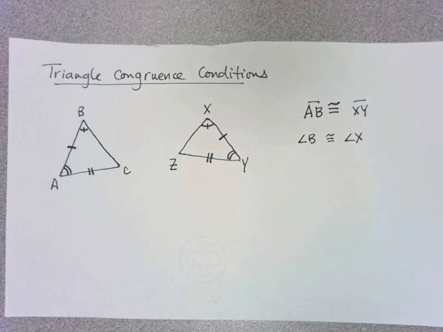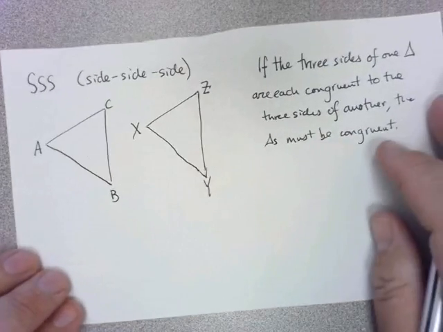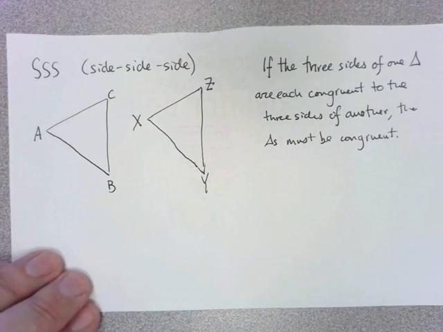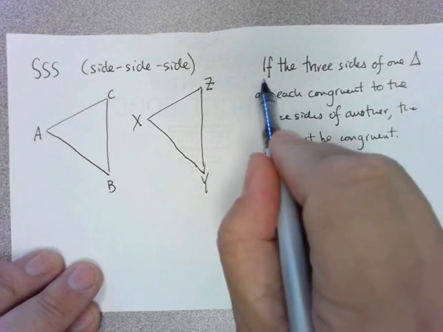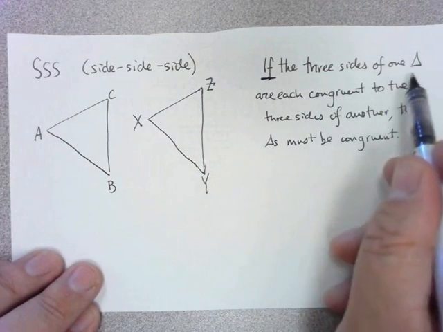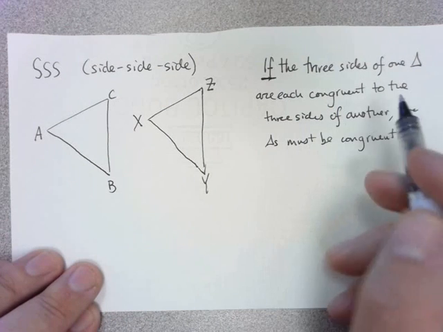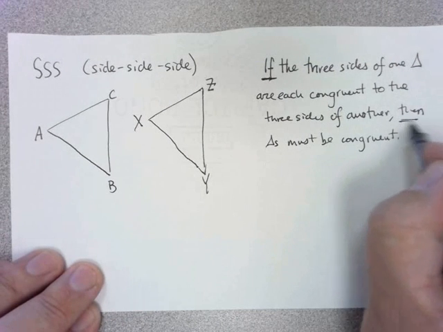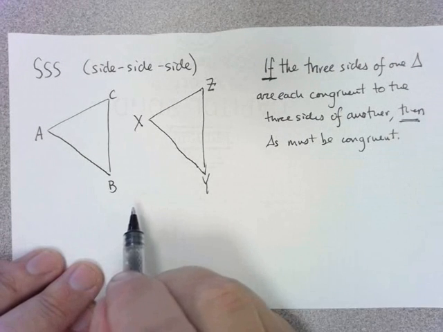So what are the three triangle congruence conditions? These are things that you're going to be using an awful lot. The first one is called side, side, side. And it simply says that if the three sides of one triangle are each congruent to the three sides of another, then the triangles must be congruent.